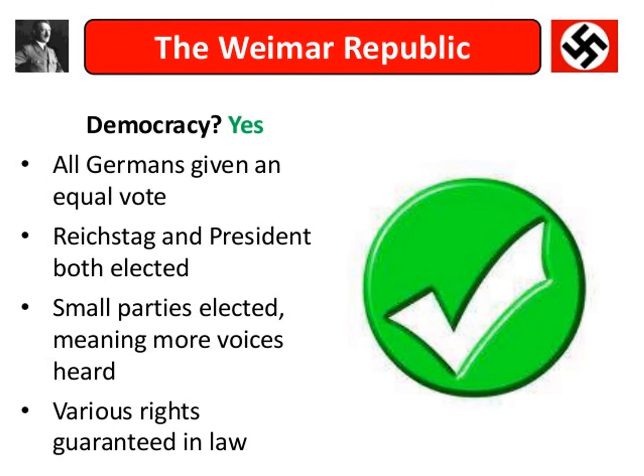Reasons we can say it was a democracy, and again, you could split your page for yes and no here. All Germans were given an equal vote. The Reichstag and the President were both elected. Small parties got elected, which meant more voices and more people could therefore be heard, and various rights were guaranteed by law.